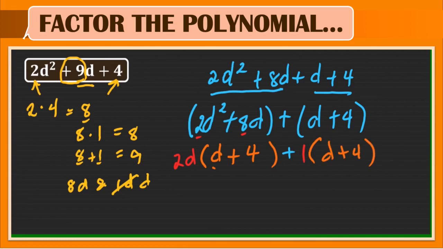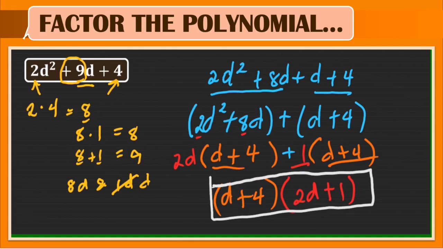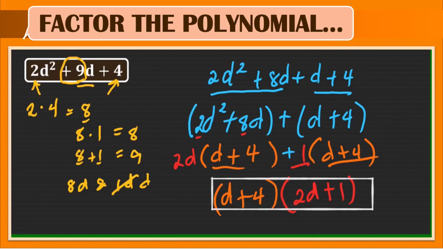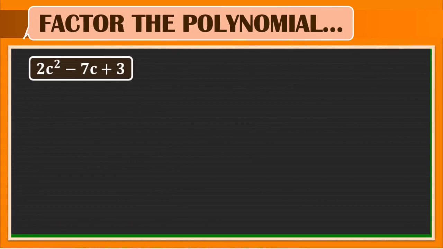So as you can see, d plus 4 is common. So we can write d plus 4 as our first factor. Then the second factor is 2d plus 1. Therefore, the quantity d plus 4 times the quantity 2d plus 1 is our factored form. That's it. Then let's have 2c squared minus 7c plus 3.